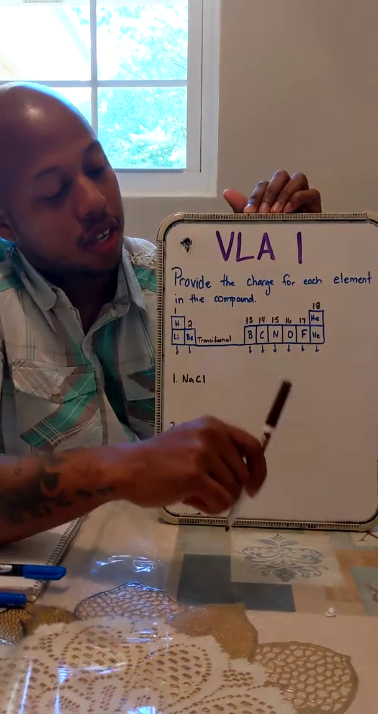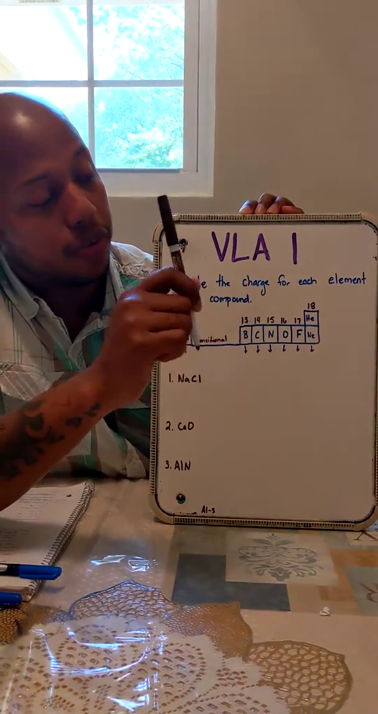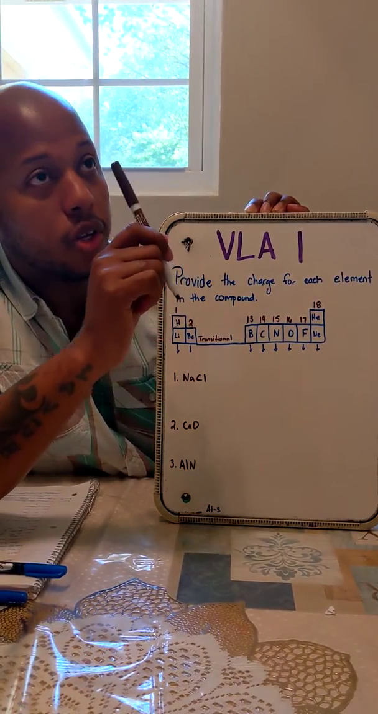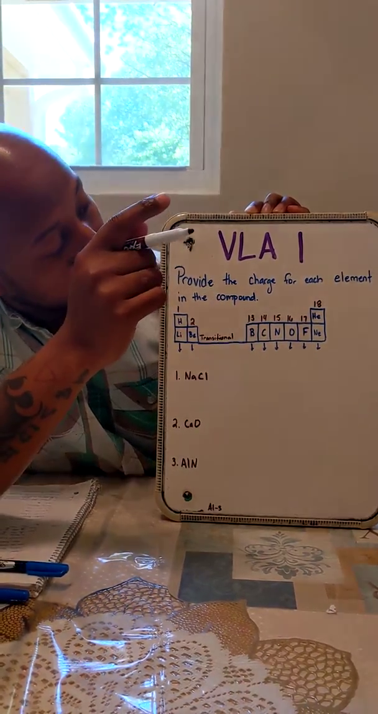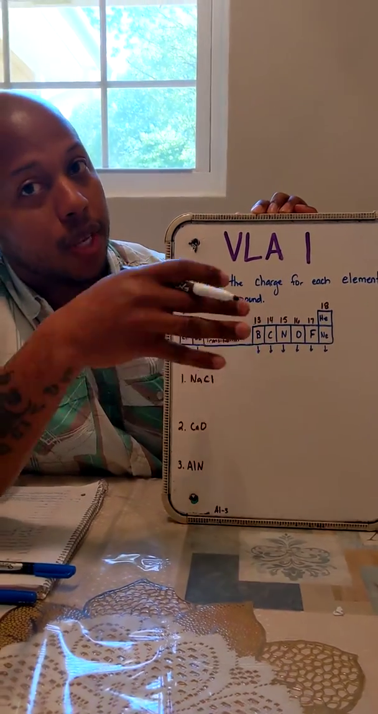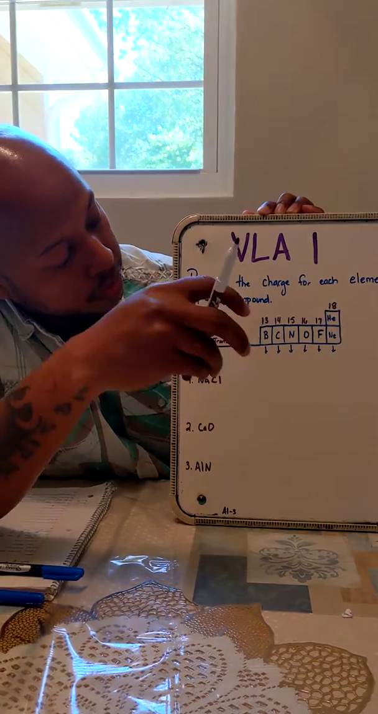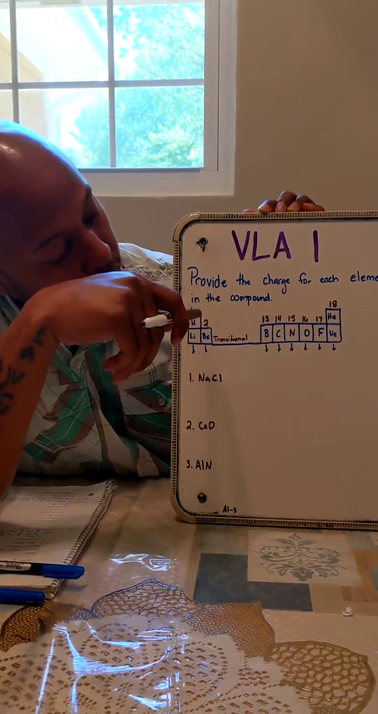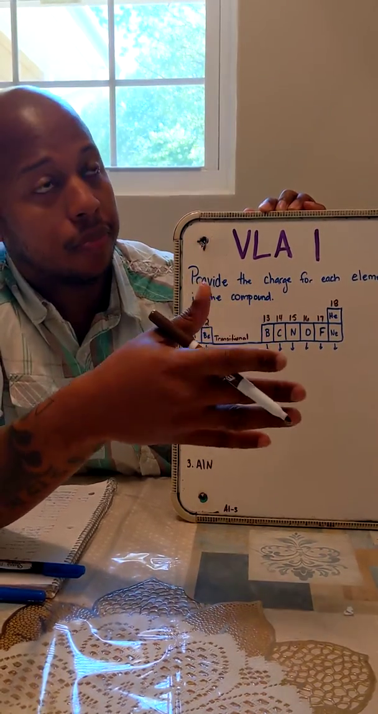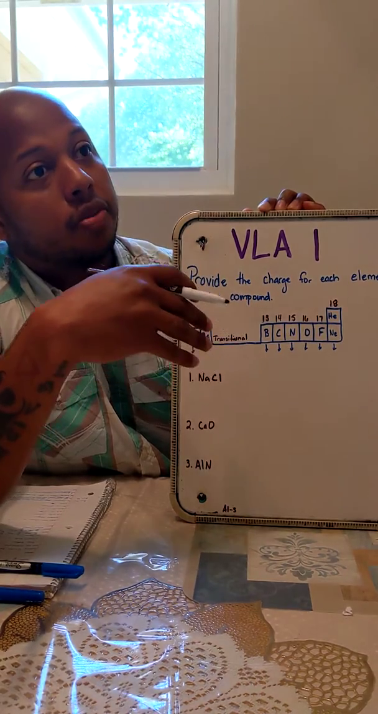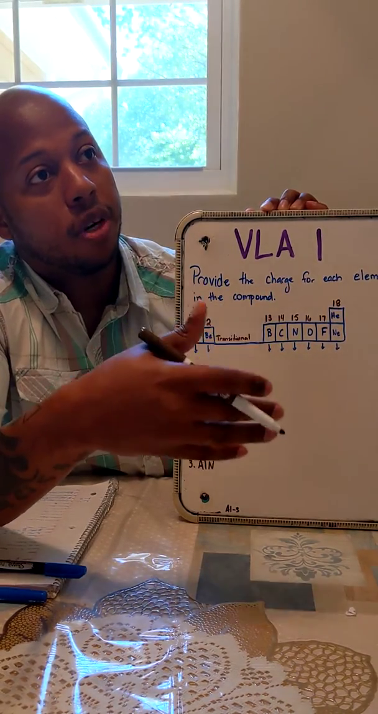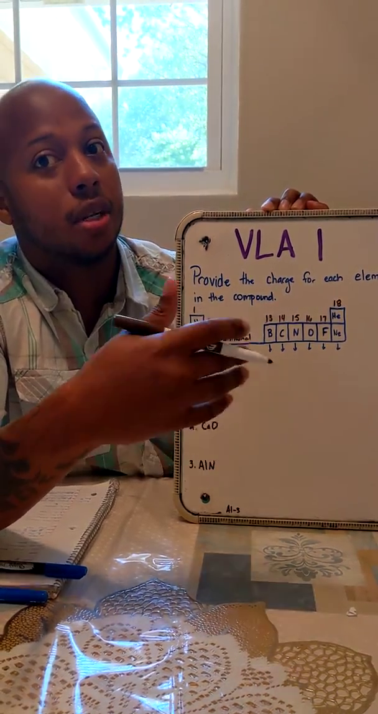All right, this is a review of the virtual learning assignment 1, where you have to give the charge of each element in the compound. That is going to depend on the group that each element is in. The group number gives you the number of valence electrons that each element has.